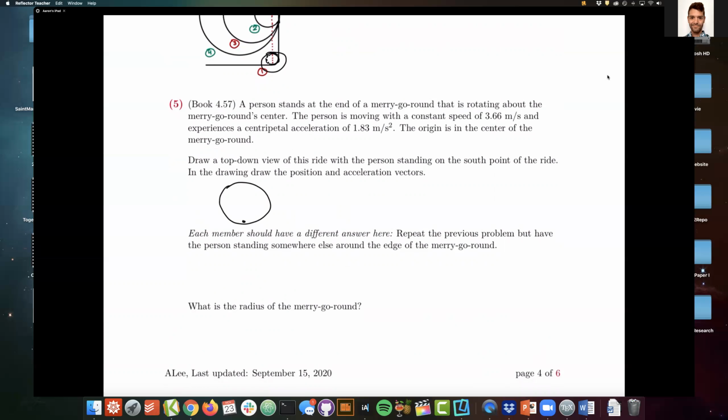Draw the position and the acceleration vectors. So I put the origin at the center of the merry-go-round like it says. The position vector points out from the origin to the person. The acceleration vector points towards the center.